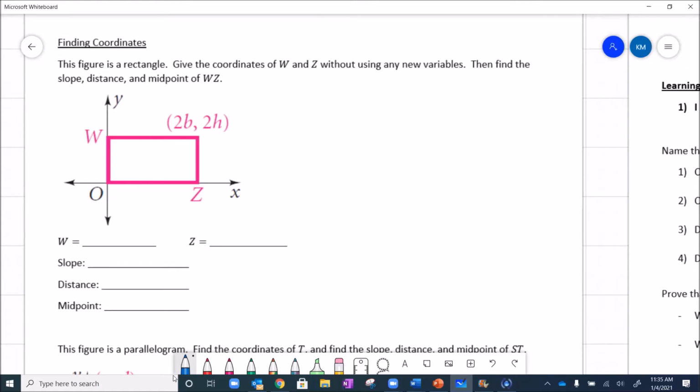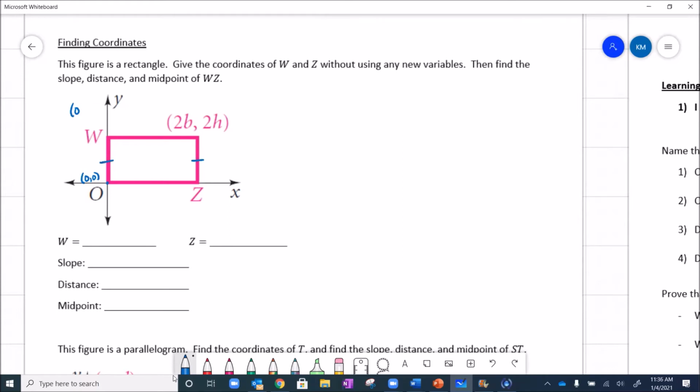So without giving any new variables, first of all, this is on the origin, so we don't really need a new variable. These are numbers here. Origin 0, 0, that's how coordinate planes work. So I have O already listed, 2B, 2H is our height there. The way rectangles work should help us out a little bit, in the sense that I know that my x coordinate for W is 0. Didn't go left or right, still on our y-axis.